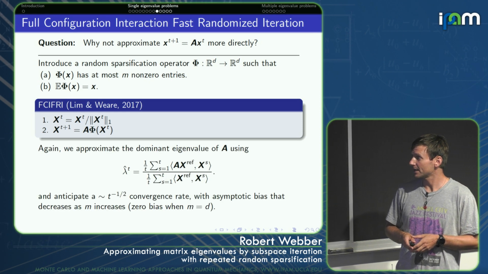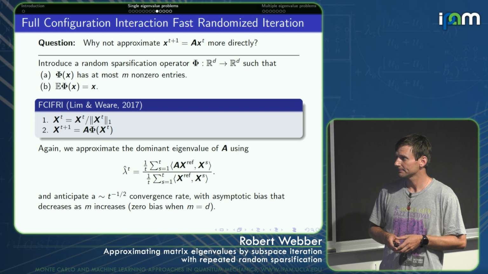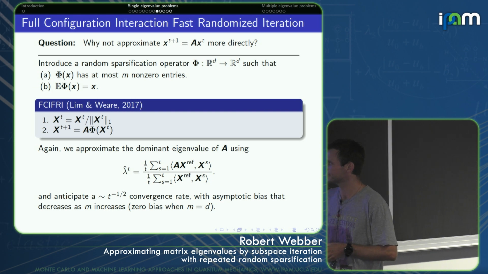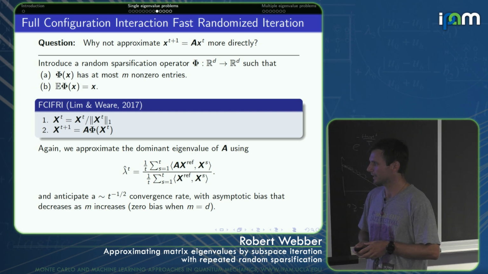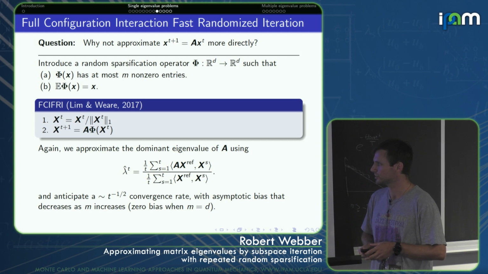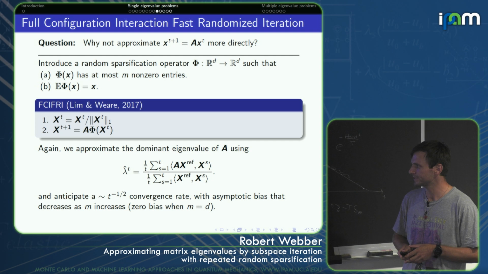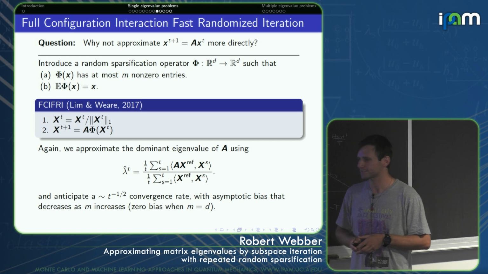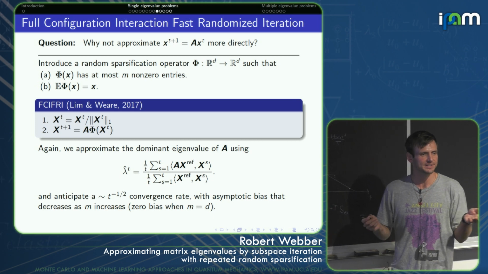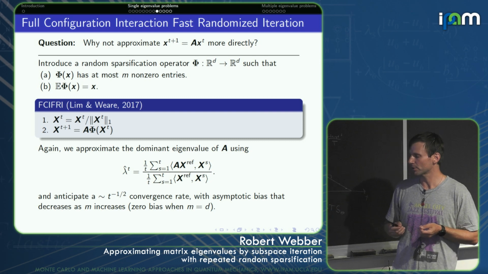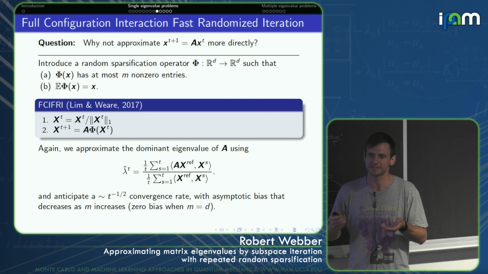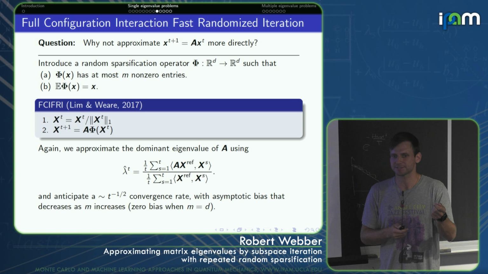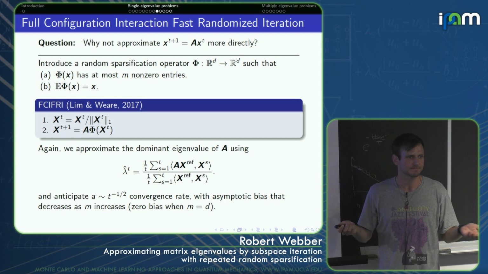Again, we can approximate the dominant eigenvalue using the formula from FCI-QMC. The projective estimator, where you take a trajectory average of all your xt iterates, interproducted with A xref, divided by the trajectory average interproducted with xref. Again, we anticipate a t to the negative a half convergence rate with an asymptotic bias that decreases as m increases. And the one twist is there's zero bias in this case. If m, the sparsity parameter, equals the ambient dimension d, there is no randomization. You preserve the exact input, so it's just the power method. The power method converges. So there's no bias.